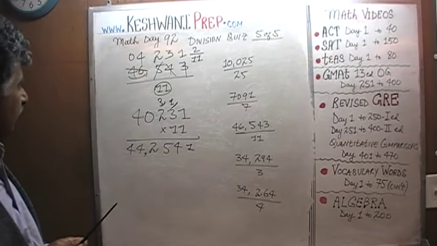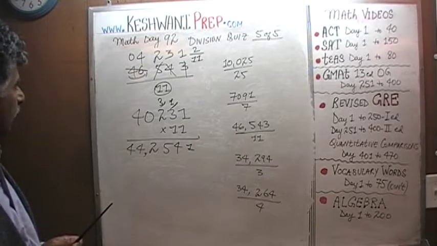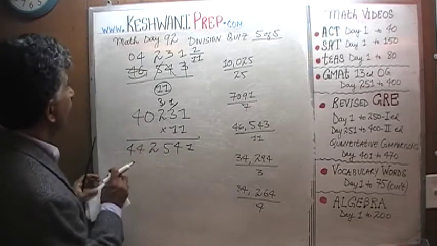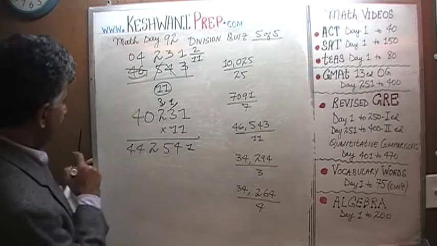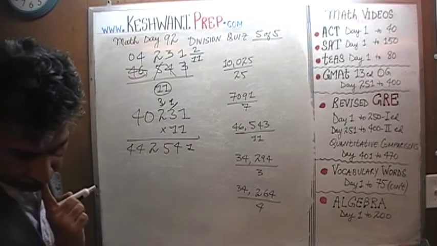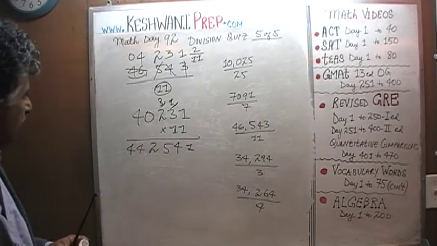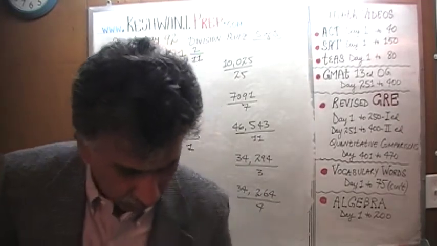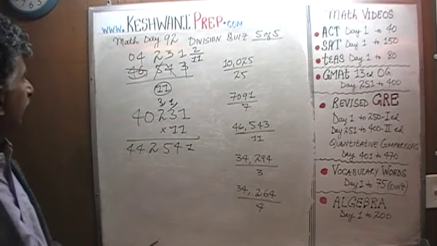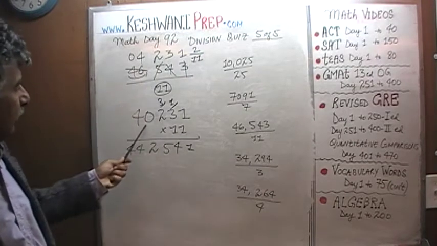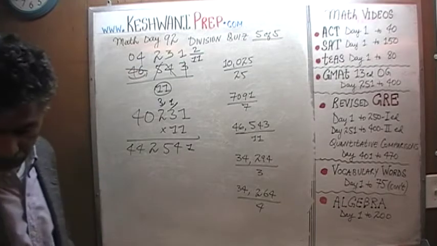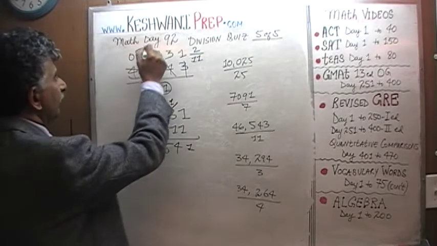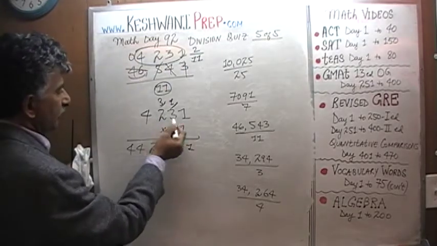Something has gone wrong. No, something has not gone wrong. I'm not reading it properly. It was this number right here, 46,000. Did I make a mistake? I was being too cocky. 4, 2, 3, 1. I don't know what this is. I am so careless. The answer is 4,231. 4,231 times 11.